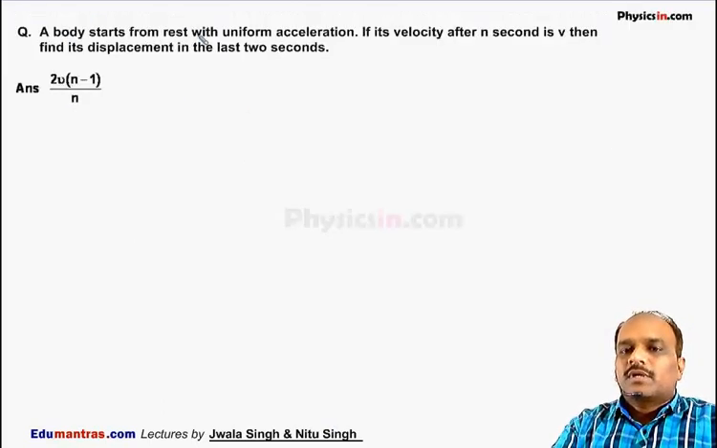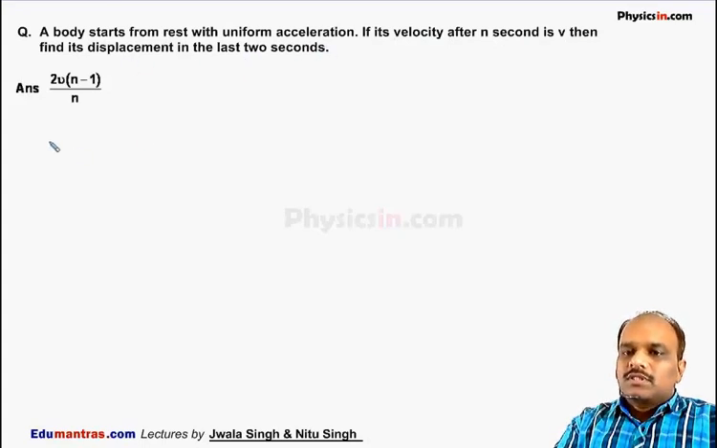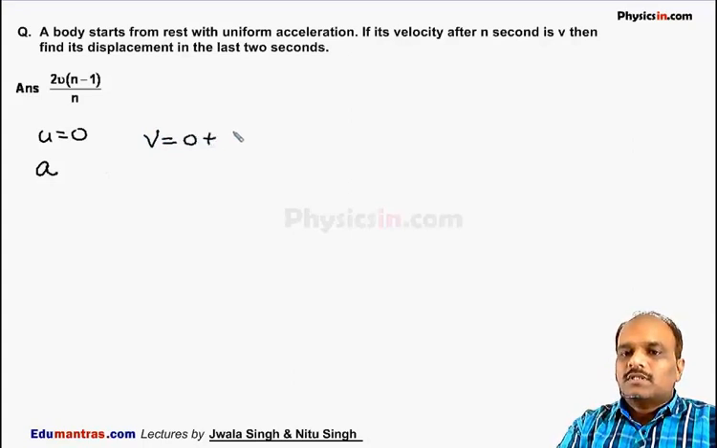A body starts from rest with uniform acceleration. If its velocity after n seconds is v, find the displacement in the last 2 seconds. Since the question says the initial velocity is 0, we know u is equal to 0. Let the acceleration be a. The velocity v is equal to u, which is 0, plus a into n. This is the value of v.